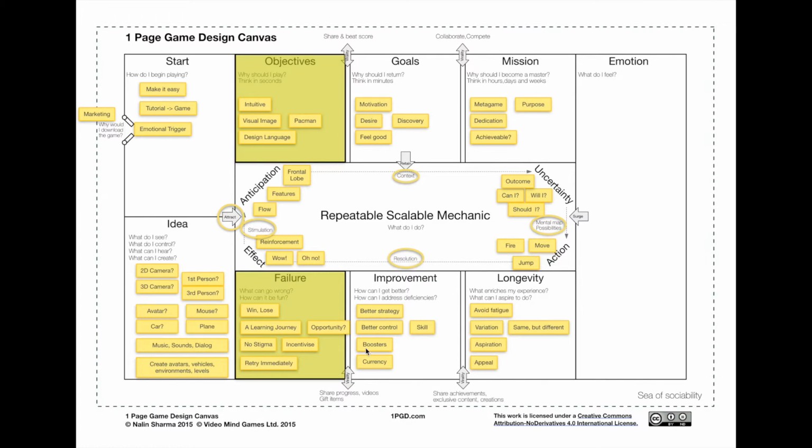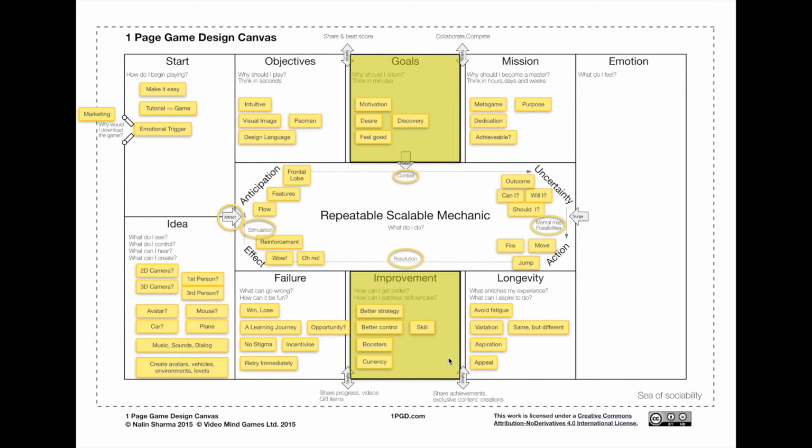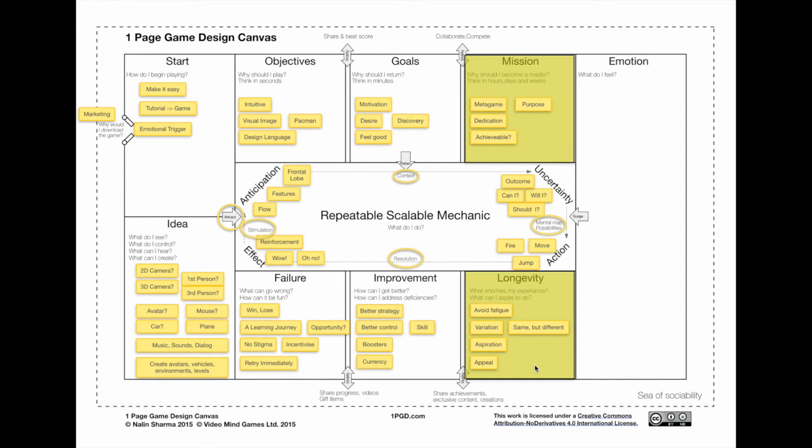So you'll see these counterpart boxes, objectives and failure, they go hand in hand as players progress from the left-hand side through to the right-hand side, through the goals, improvement, and hopefully through to mission and longevity. But there's inevitably player churn as you move from left to right. Not everybody will want to get to the right-hand side, but that is part of the attraction of games anyway. They have to be aspirational.